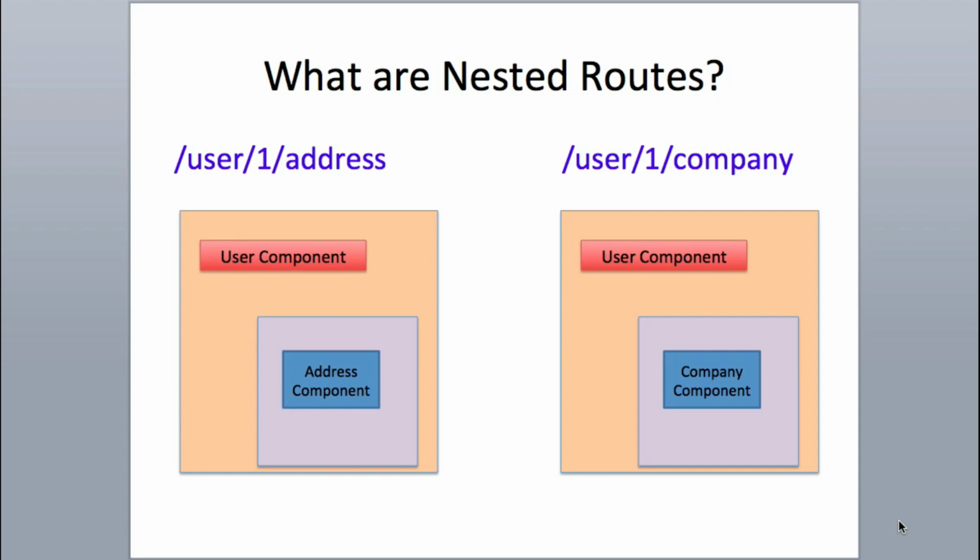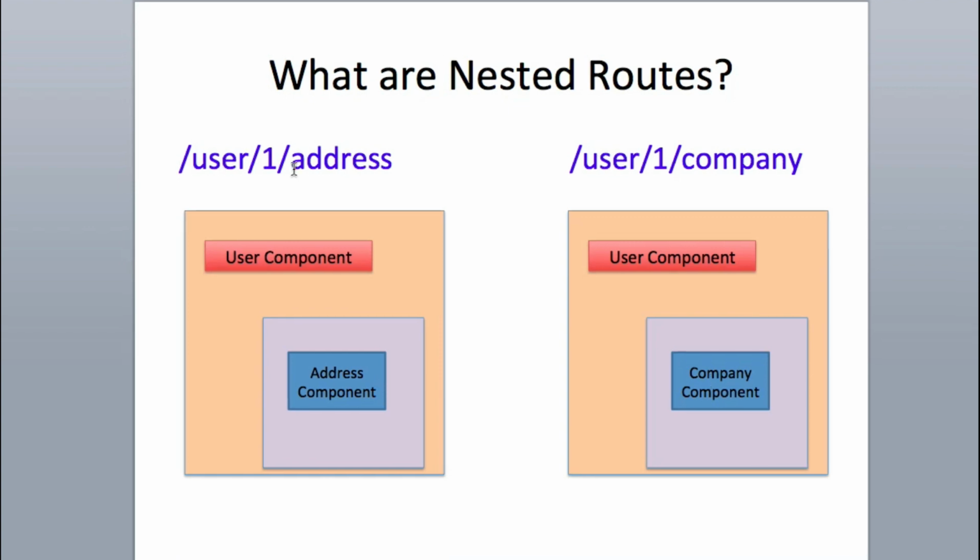So in this diagram we can see that we have one route, user and ID 1. And then we have one more route, which is called address. And in the second diagram we can see the same thing, that we have user ID 1, but this time I have a different route which is the company route. So here it means that the user component is there, but in the user component I want to display the address detail of the user or maybe the company detail of the user. So here the address and the company are separate components, but we are calling these components inside the user component with the help of nested routing.